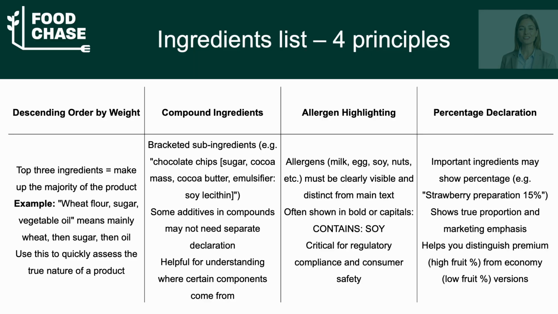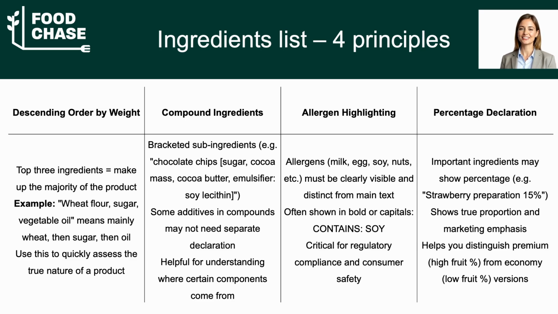The ingredients list is ordered by weight. So the first 3 ingredients tell you almost everything about what a product really is. If you see wheat flour, sugar, vegetable oil at the top, you know this is primarily a carbohydrate and fat-based product, probably a baked good. The order never lies.